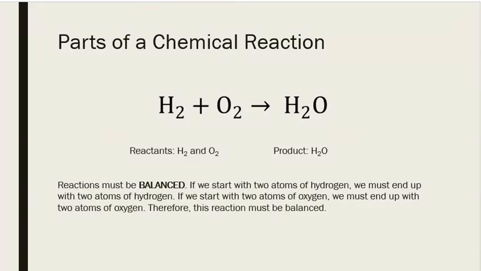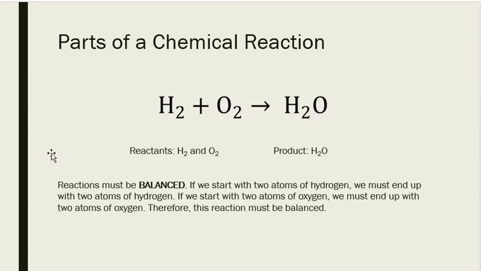We're going to start by talking about parts of a chemical reaction. There are two key parts in a chemical reaction. At the back of the arrow, there are the reactants. The arrow points towards the products. This means that the reactants combine together in order to form the product.